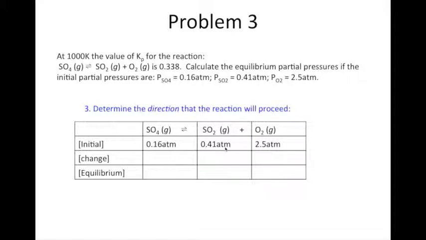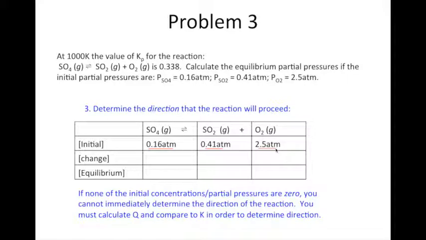Next step, determine the direction the reaction will proceed. Well, now hold on a second. None of my initial concentrations are 0. We cannot assume that the reaction will go from left to right. We have to check. If none of your initial concentrations are 0, I cannot immediately say whether it's going to go to the left or right.